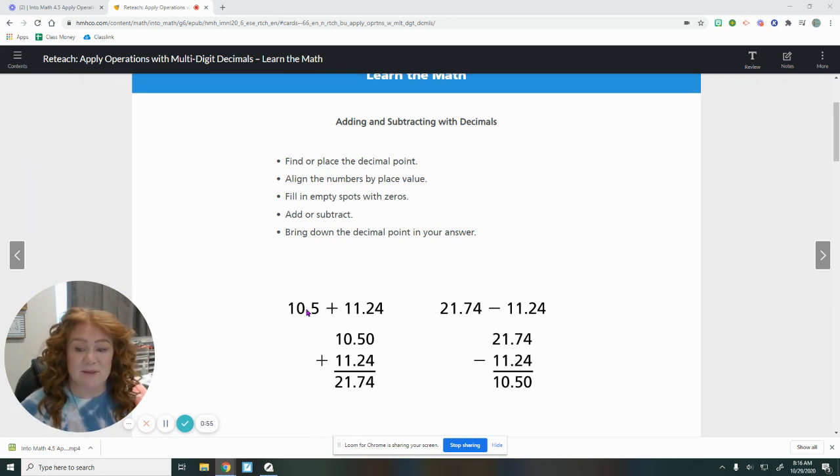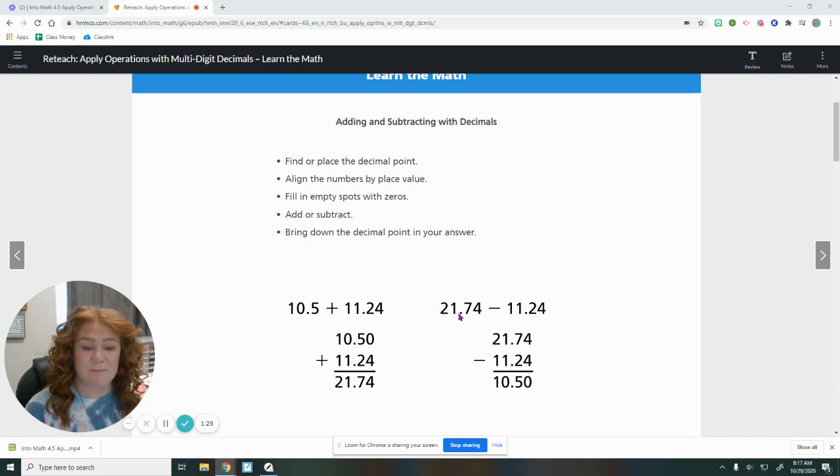We have 10.5, so here's my decimal, and 11.24, here's my decimal. So we can see our decimals are lined up. Our ones, our tens, our tenths, our hundredths. And there was not a number here, so they replaced that with a zero. There's still 0 hundredths. It's the same number. That just helps keep track of what was there. So we added, decimal straight down.